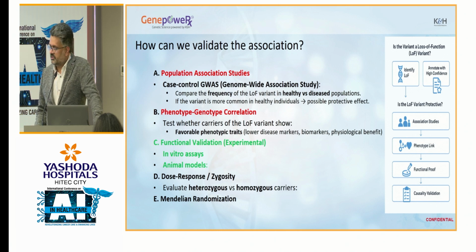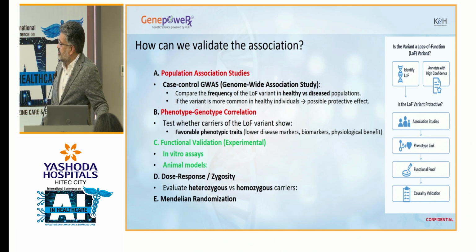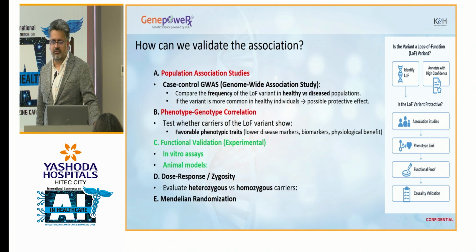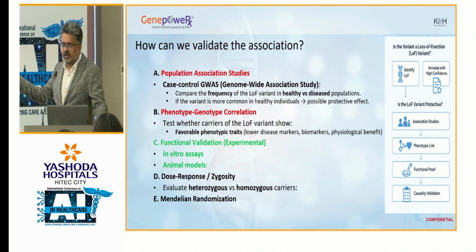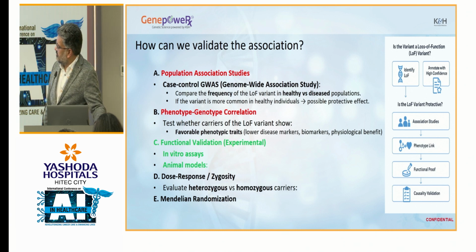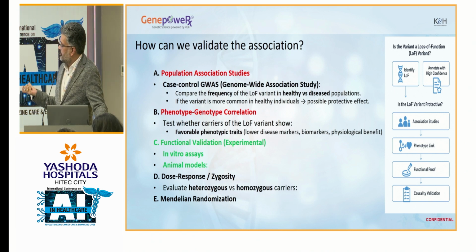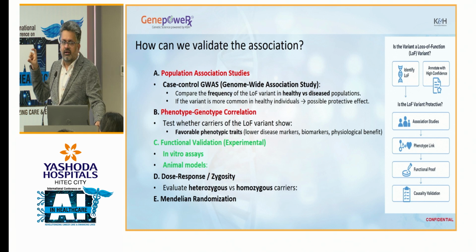How do we validate the association? The first part is easy. There are population studies, which is global data, with billions of articles present in PubMed. So we use a complete RAG-based model to identify this. I will briefly go over it. With case control studies, we have established frequencies of this variant in the population, and then we identify those. The second one we are trying to develop is to test whether the carriers of this variant show favorable phenotypic traits: he does not have the disease, lower disease markers, physiological benefits. A can be done easily, and B we are doing.